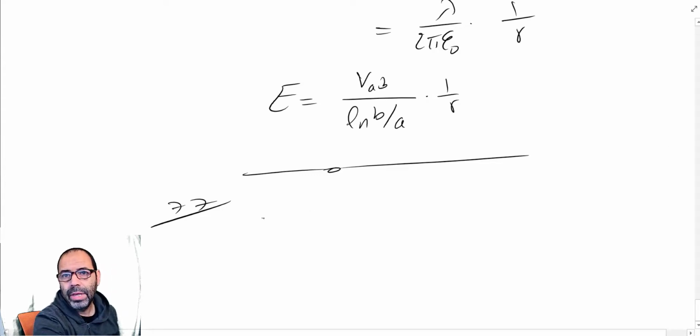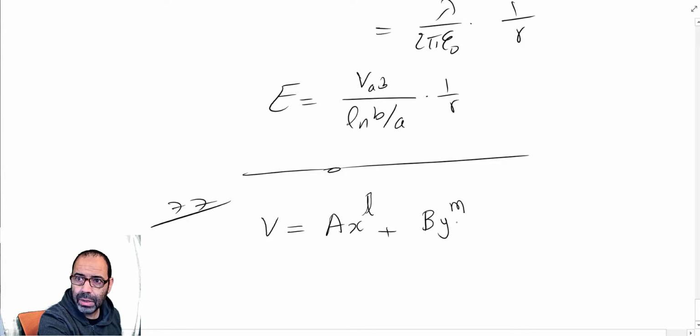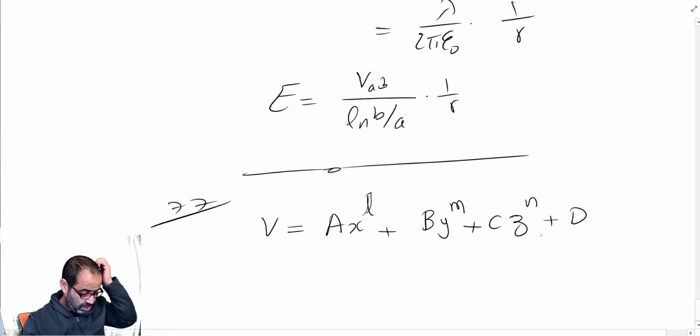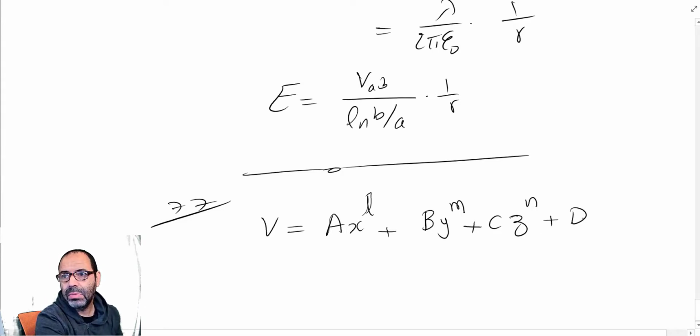So they gave you the potential now. They tell you the potential is some function of x, y and z, and it's actually equal to a constant a times x to the power l, plus a constant b times y to the power m, plus a constant c times z to the power n, plus a constant d. So this is an approximation for the potential. Basically, we want to model it after this dependency, where a, b, c, d, l, m, and n are constants. The units of a, b, c, and d are such that x, y, and z are in meters and V is in volts. So clearly d must be in volts.